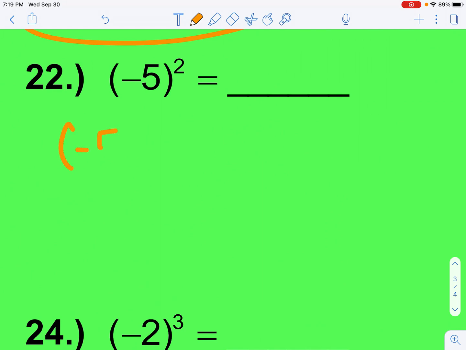That's saying I am doing negative 5 times negative 5. So that's my expanded form, okay, because this is squared, so that means I'm doing it twice. Alright, so negative 5 times negative 5. Now I'm going to solve it. A negative times a negative gives me a positive, and I know 5 times 5 is 25.